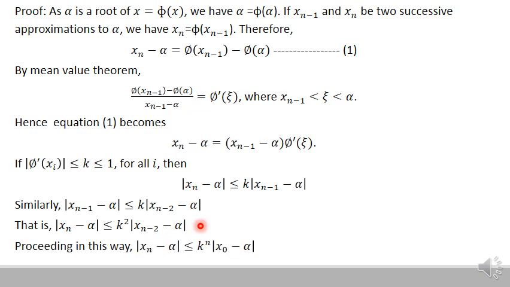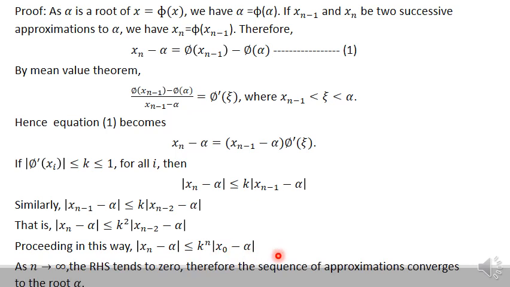Proceeding in this way, we get mod xn minus alpha less than or equal to k power n into mod x naught minus alpha. As n tends to infinity, the right hand side, that is this factor, converges to 0, and hence we conclude that xn will converge to alpha, that is the sequence of approximations converges to the root alpha.